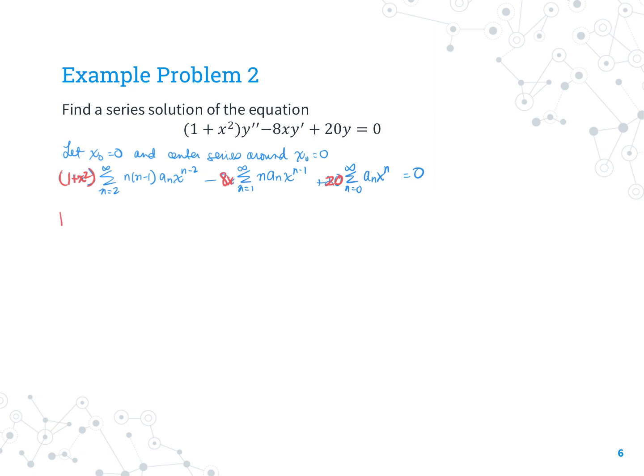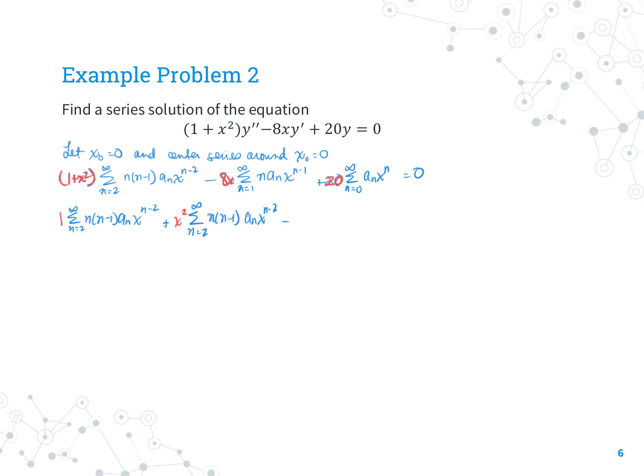Now, if I do 1 times the sum from n equals 2 to infinity of n times n minus 1 a sub n x to the n minus 2. And now we'll add to it the x squared times the sum. All I'm doing so far is just distributing the 1 plus x squared to our sum. And that's n equals 2 to infinity, n times n minus 1, a sub n, x to the n minus 2. And now we'll have minus 8x still.